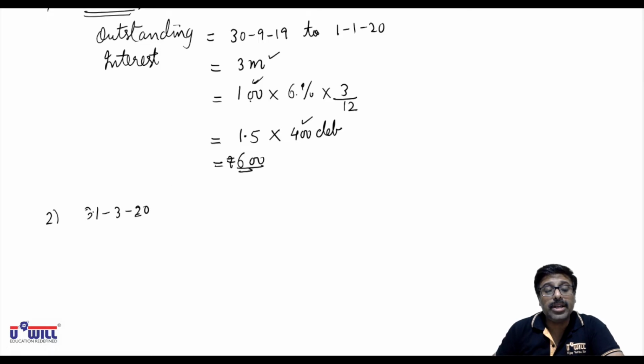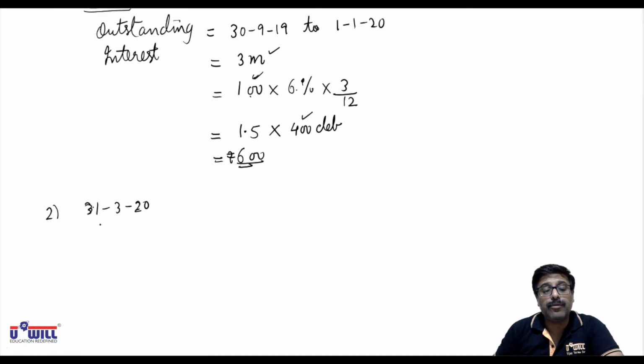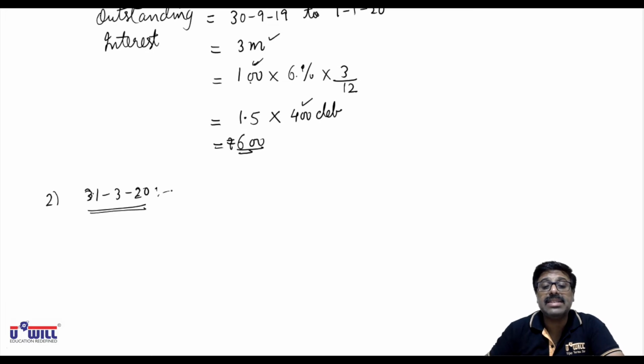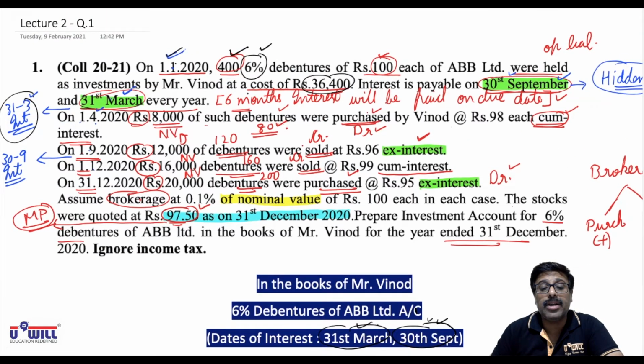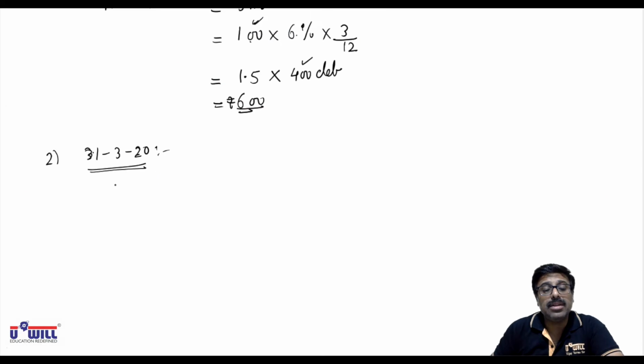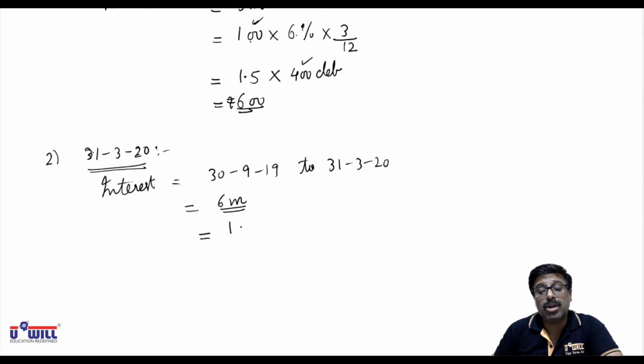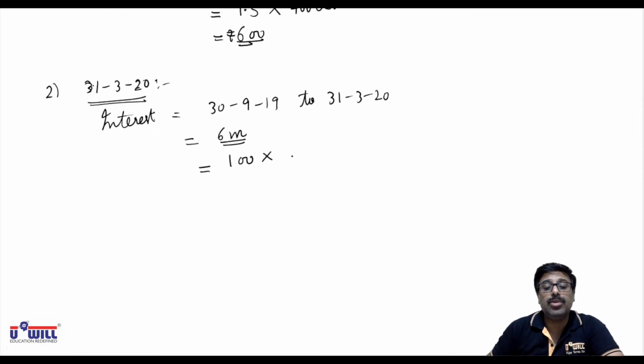Now, on the due date, you will always receive interest for the full 6 months, as we have discussed. But otherwise also you can count it. Before 31st March, the interest would have been received on 30th September. Okay, the last interest would have been received on 30th September. So from 30th September to 31st March, on the due date, you will receive how many months' interest? 6 months. As I said, first count on 100.